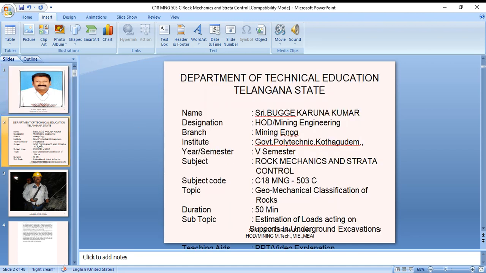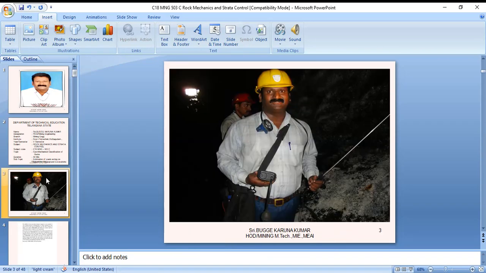I know my name is Karana Kumar, HOD mining. This is part of rock mechanics and strata control. The subtopic is the estimation of loads, the underground excavation estimations. The coming slides are showing more of the underground mine areas.